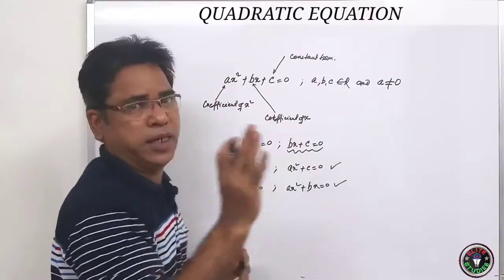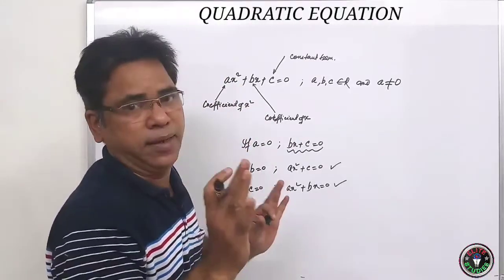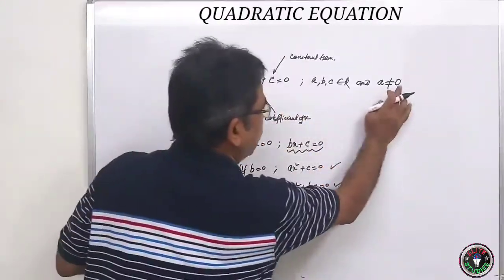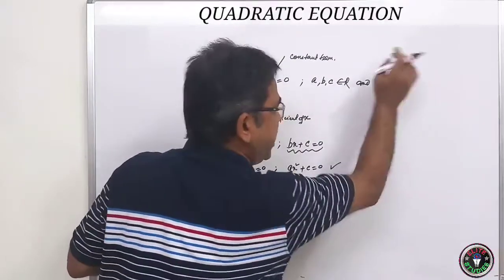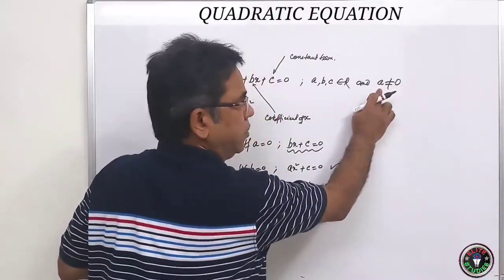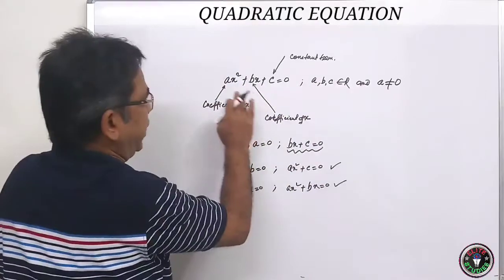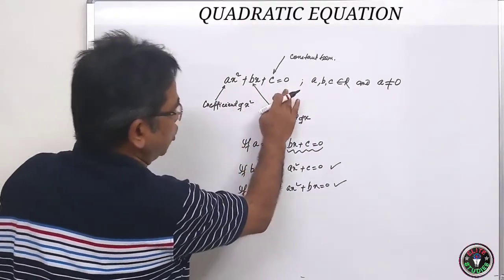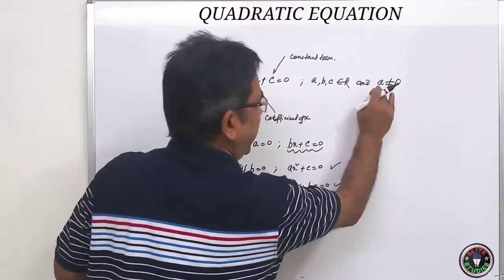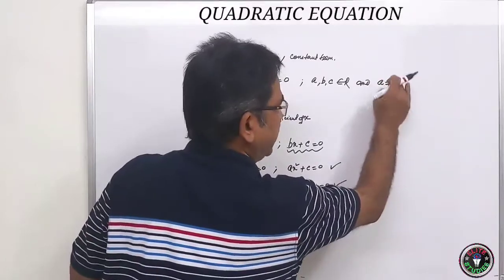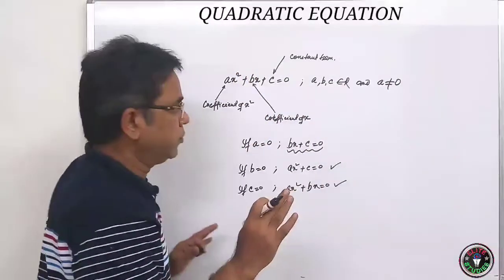This is very, very important, dear students. Please keep in mind that in this, A is not equal to 0. Many concepts are based on this. So whenever you write ax square plus bx plus c is equal to 0 to be quadratic, you should write A is not equal to 0.